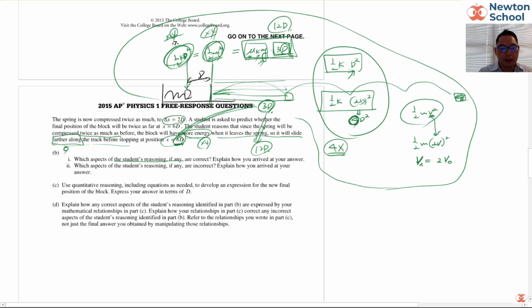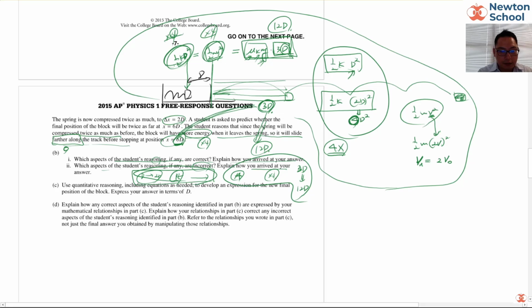So which aspect is correct? Basically, D becomes 2D. You have more potential energy stored in the spring, so it's going to go farther. It's going to go more than 3D. But what is correct? Explain why you arrive at the answer. That's how you explain. Which aspect is incorrect? The incorrect part is that because the potential energy stored in the spring is 4 times, work done by friction has to be 4 times. That means instead of 3D, this has to go to 12D, okay? That's what you have to explain.